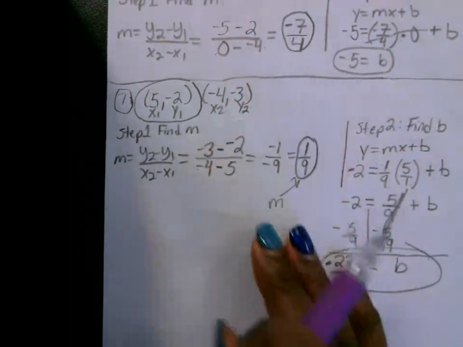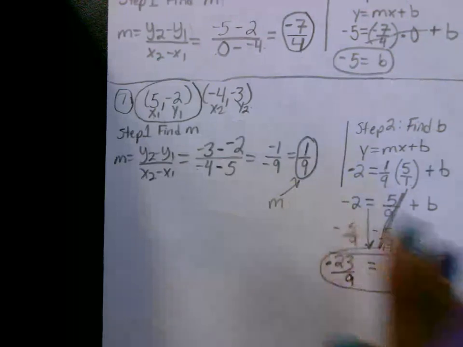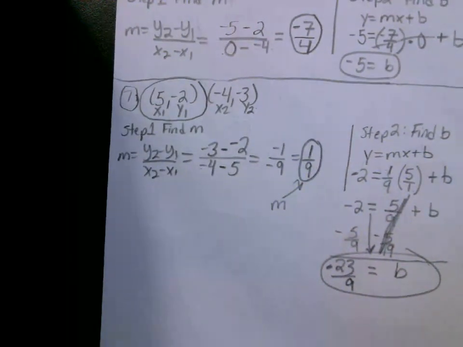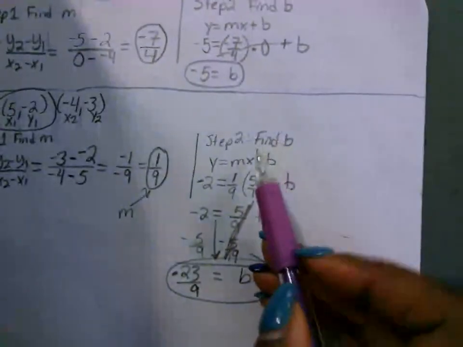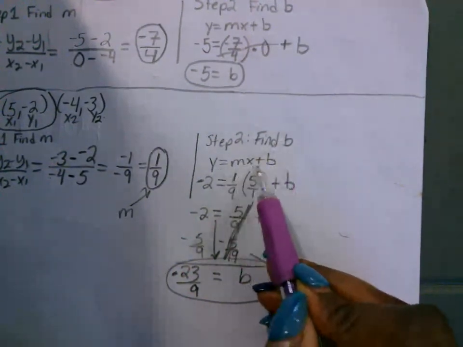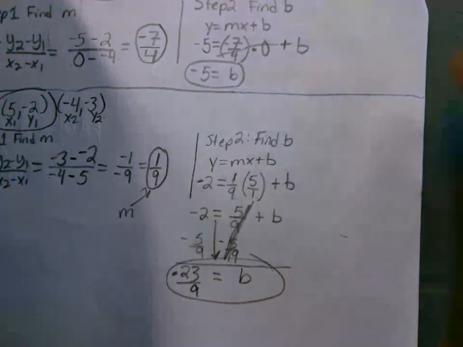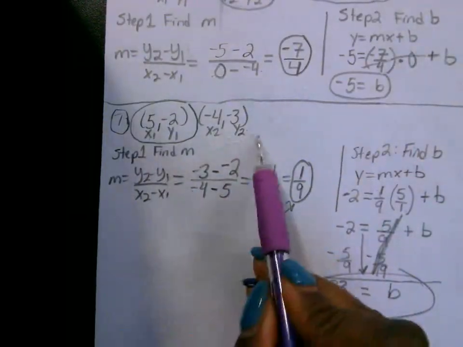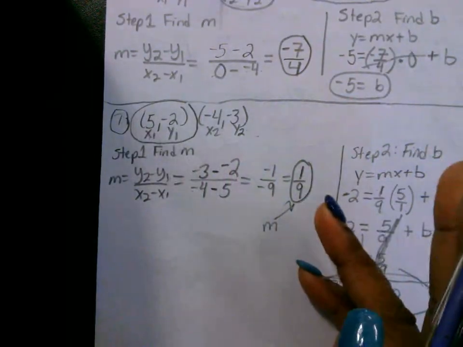Okay, so you find the slope. You have your M. Your second step is to find B, okay? So in order to find B, you're going to use the slope-intercept form, y equals mx plus b. So you're going to pick whichever point you want to pick. Doesn't matter. You're going to get the same answer.